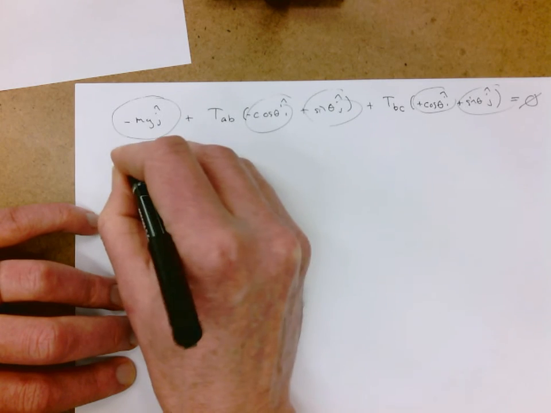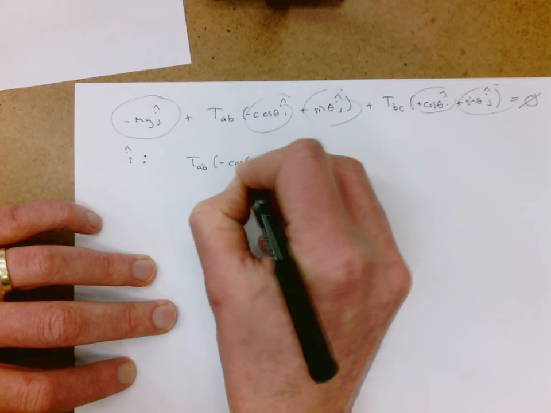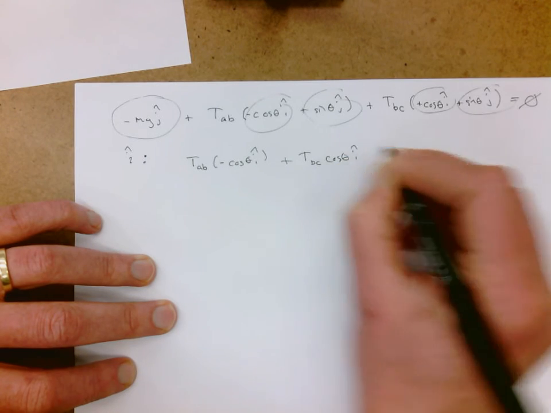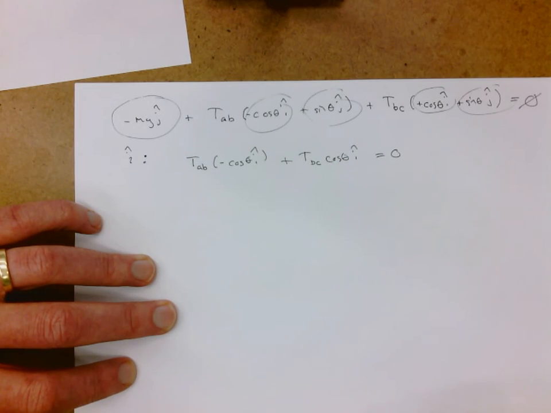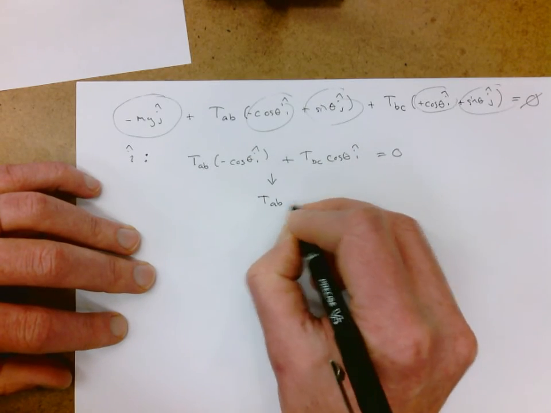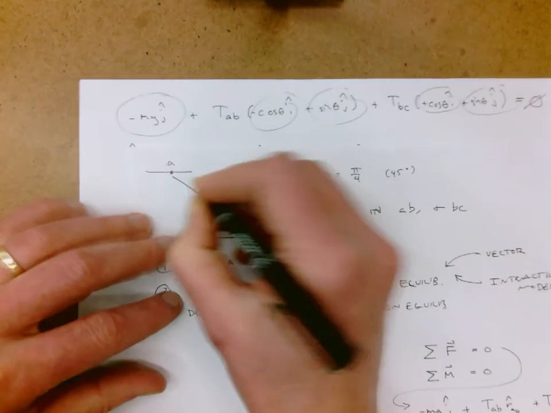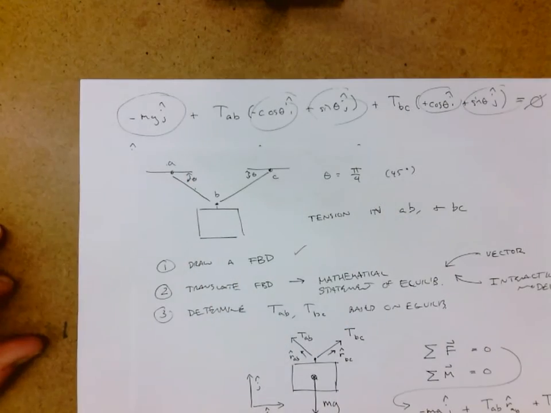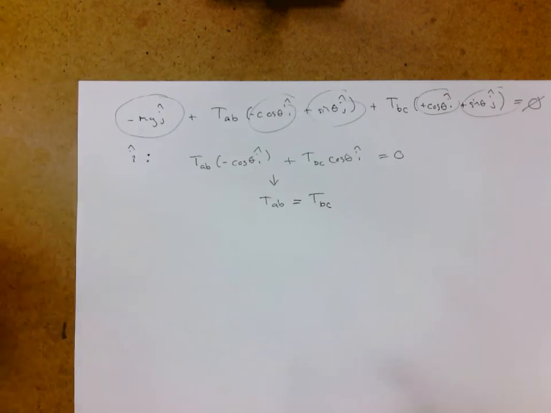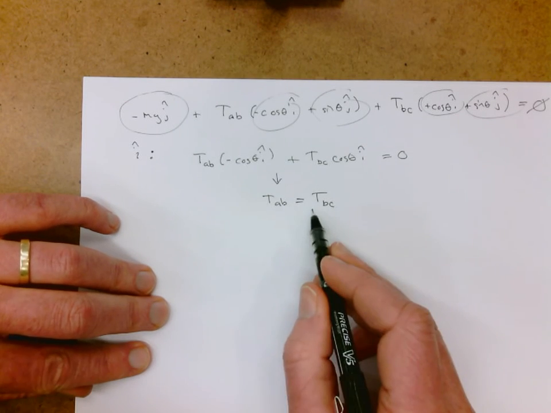So let's write the i hat equation first. The i hat equation says that TAB times minus cos theta i hat plus TBC times cos theta i hat has to be equal to 0, right? In other words, if we look at this, it's pretty clear that TAB must be equal to TBC on the assumption that these two angles, right, that these are both hanging down at theta. Obviously, if they weren't both hanging down at theta, then you would have a different situation, but they are both hanging down at theta. Right? So we actually have eliminated one of the unknowns here. We know that these two tensions have to be the same.